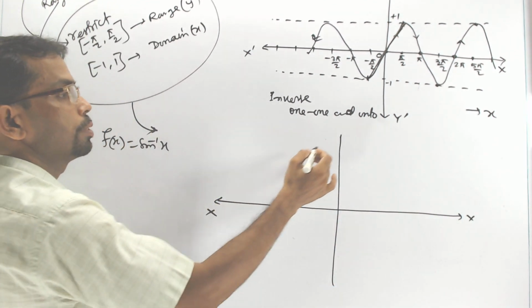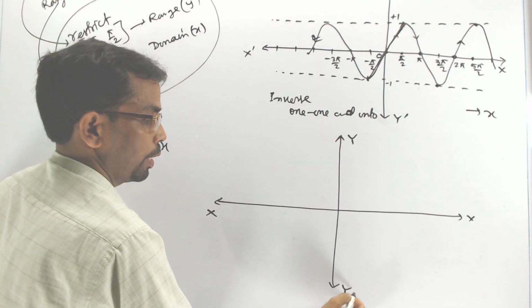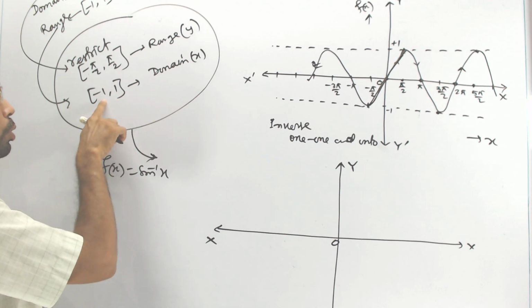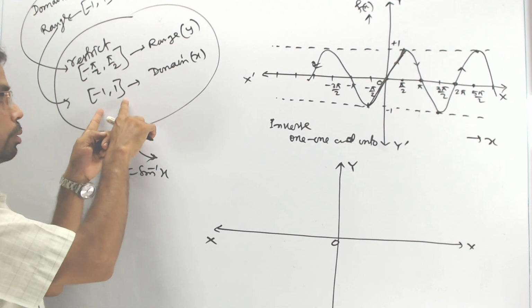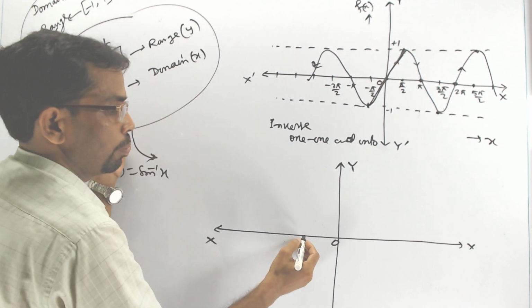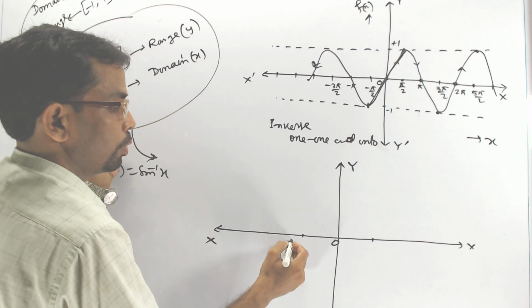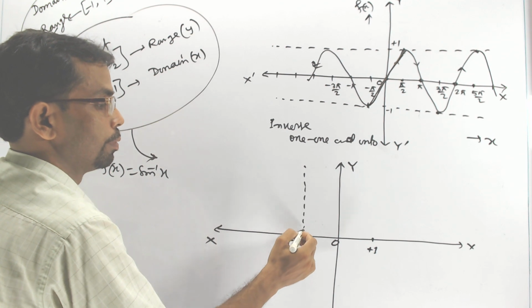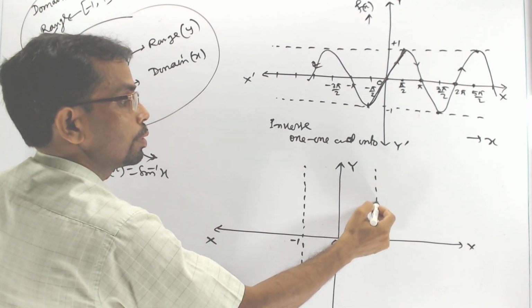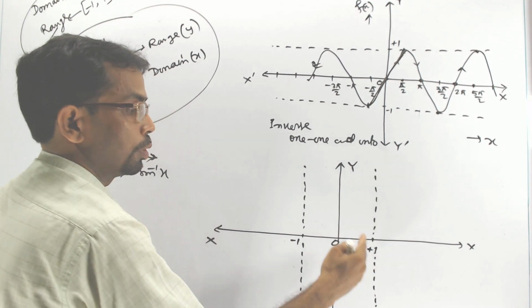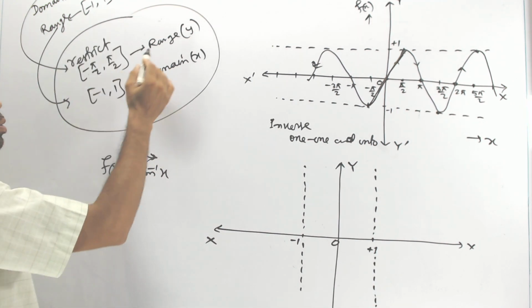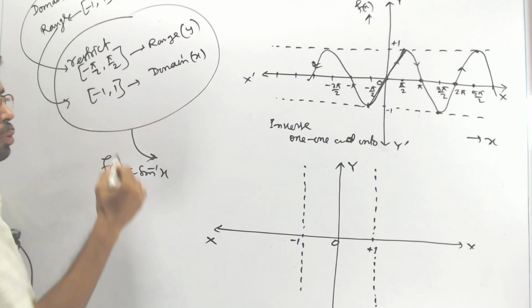Along x, the domain, the variation is between minus 1 to plus 1. So I'll mark here that along x we cannot go beyond minus 1 to plus 1. I'll draw like this. The curve cannot go beyond this area. Then along y, the range, the variation is minus pi by 2 to plus pi by 2.